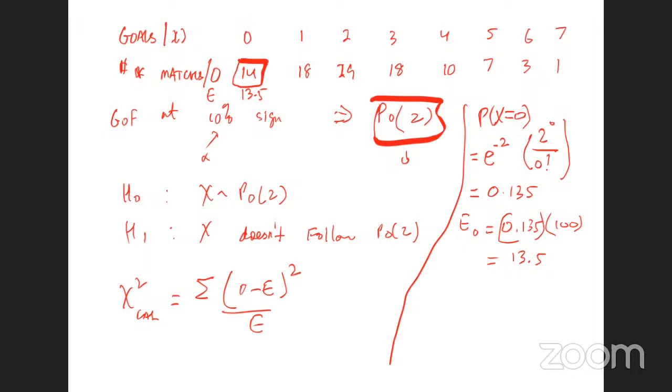Work out for each one. And then just try to make sure you round off consistently, because it has to sum to 100, the expected. So just be careful when you're rounding off.